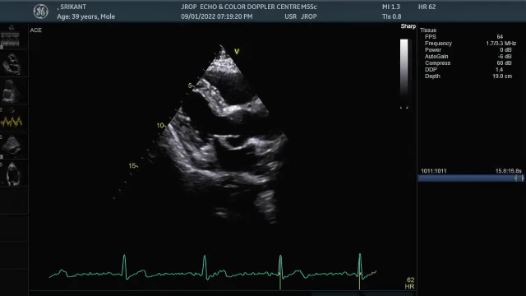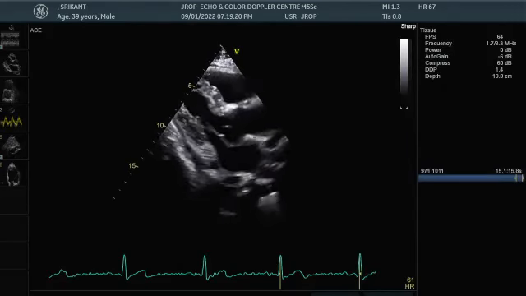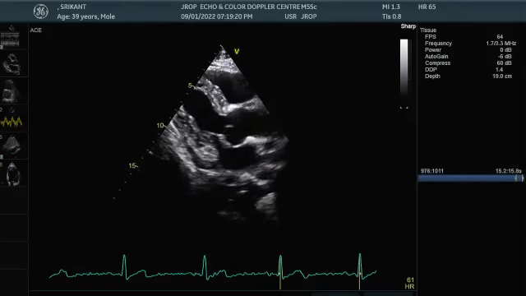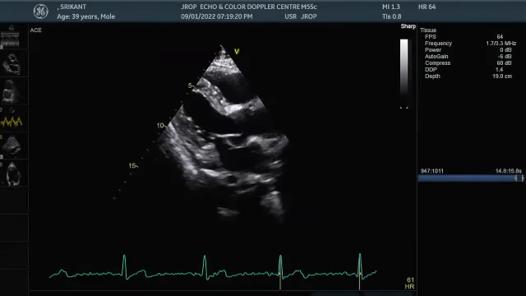Fortunately, I've got a good image. Now look, I can see both the right coronary cusp and non-coronary cusp, right? Can you see the right coronary cusp over here? Yes, sir. And the non-coronary cusp, I'm going to freeze it again.